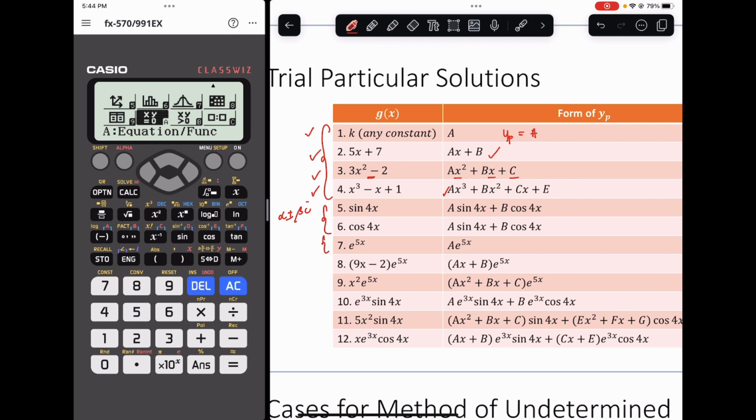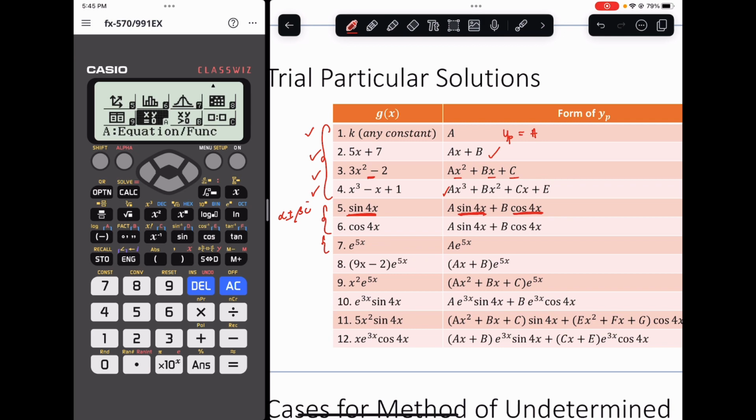That is why, for our particular solution, let's say we have sine 4x. When we write our particular solution, even though the cosine is missing, it should always appear in our trial solution. So we just copy sine 4x, and it should contain the sine 4x and the cosine 4x as well, and then we attach a and b as the coefficients.